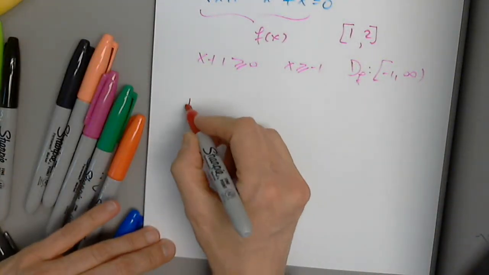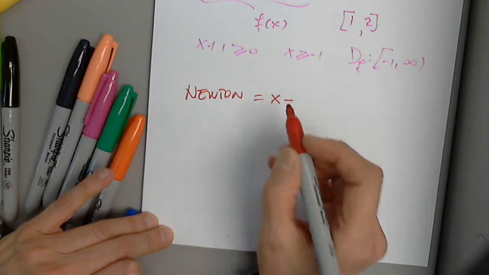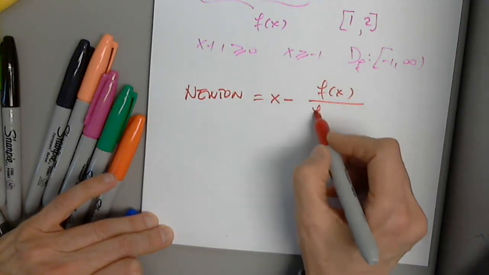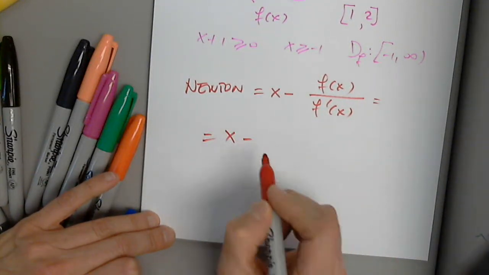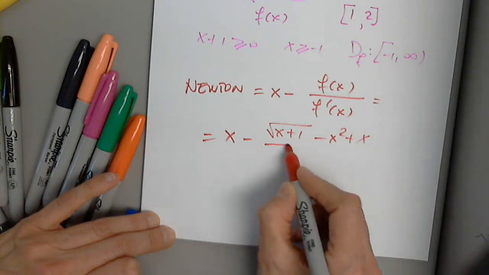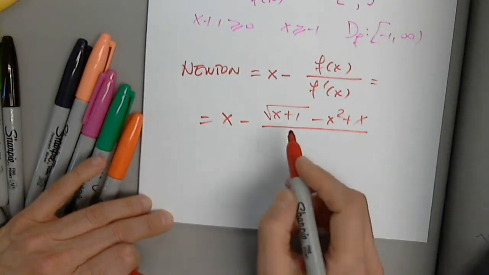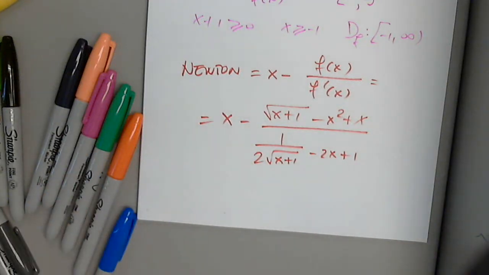We will create a function. I'm going to call it Newton, which is x minus f of x divided by f prime of x. I will put in the function we have, which is the square root of x plus 1 minus x squared plus x. I will determine its derivative, 1 over 2 the square root of x plus 1, minus 2x plus 1. I'm going to put this function as is. No simplifications, nothing. But very carefully put it in the graphing calculator.